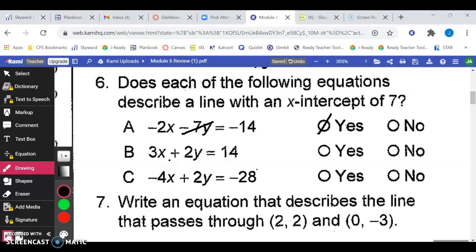Same thing here, 0 in for y, so that's gone. And 3 times 7 is going to give me 14. No, 3 times 7 is 21. So no, 7 is not the x-intercept there.